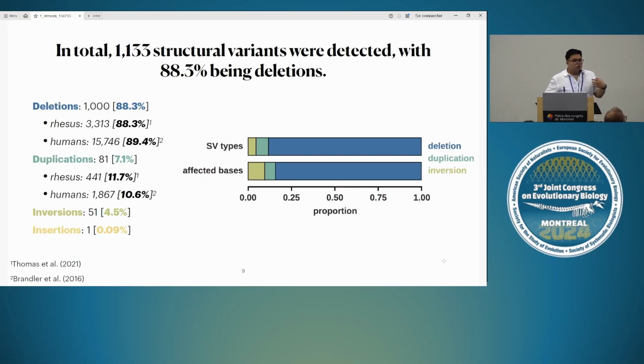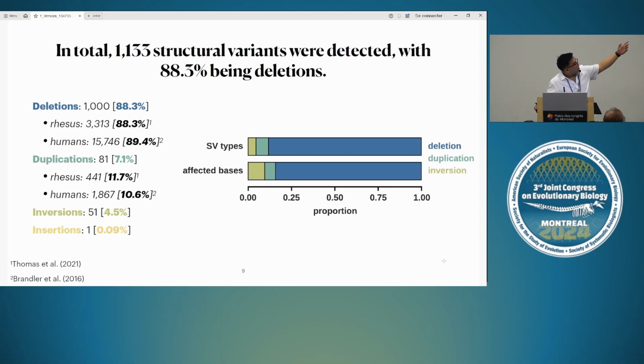In total, we were able to identify 1,133 structural variants, with a majority of them being deletions. To give you a quick breakdown, for deletions we have around 1,000, 81 duplications, 51 inversions, and a single insertion. It's a pretty good sign that these findings are in agreement with what has been shown in rhesus and humans, where a lot of the structural variants that they have detected are mainly biased towards deletions.